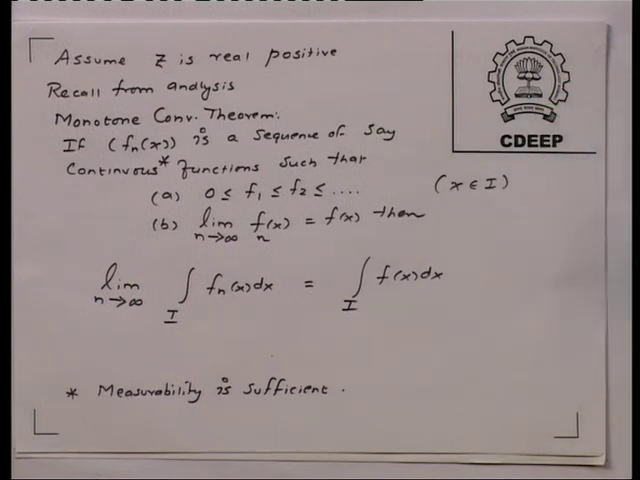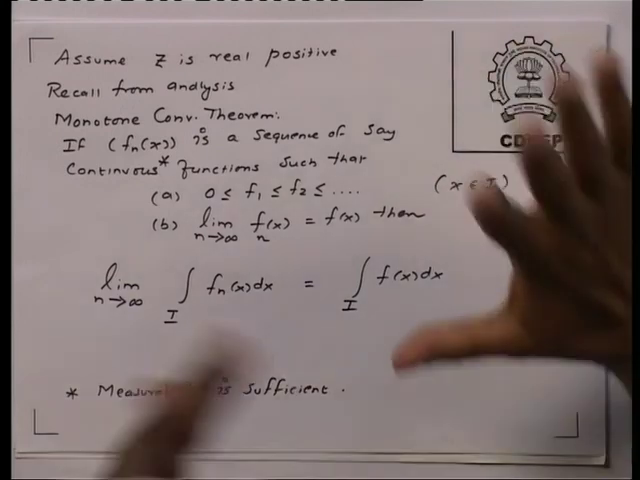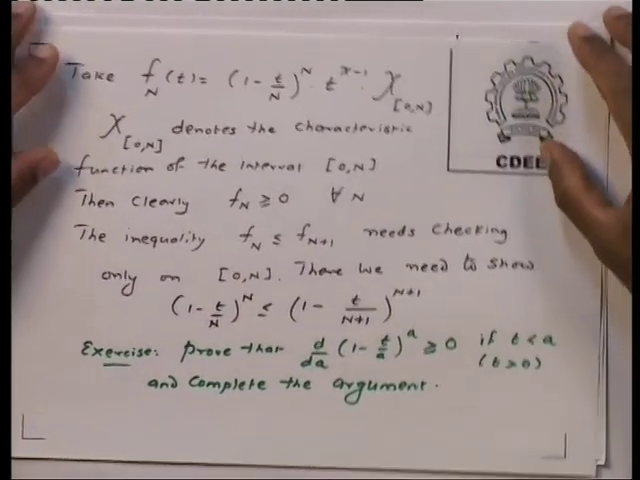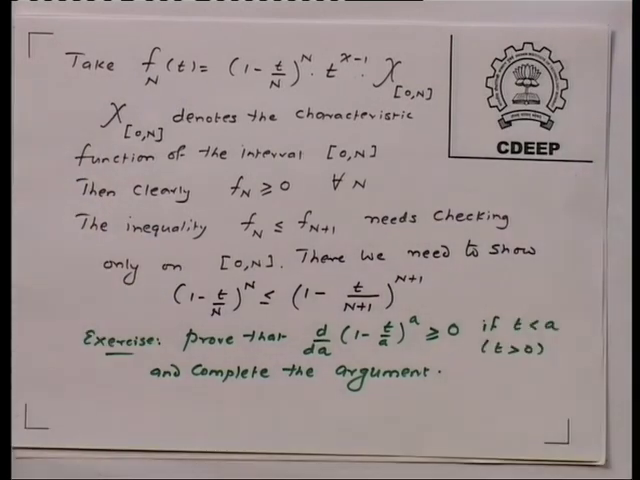You can assume that the functions are continuous, so that the measurability issue can be forgotten because our functions are actually continuous. They are even better than measurability. Correct? This is the monotone convergence theorem, and so we should apply it to carry out our justification. So what do you do? You take f_n to be, what is the function that we are looking at? (1 minus t upon n) to the power n times t to the power x minus 1. Remember, z is real now, so I have taken x times the characteristic function of 0 to n.